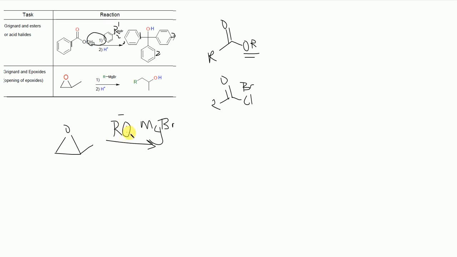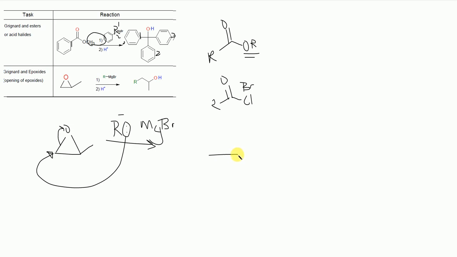It's basic. So if you understood the previous ones that I've taught, you should understand this. This should make you think that I am going to attack on the least substituted side, like in SN2, just like the OH would in a basic environment if I was opening this. I'm going to attack on the least substituted side, and I'm going to open the epoxide. And so now I have this bond right here.